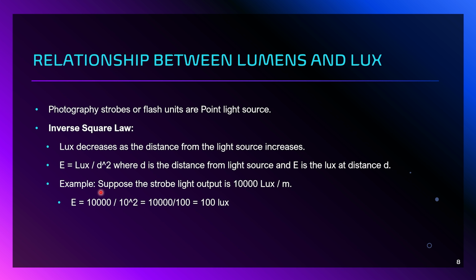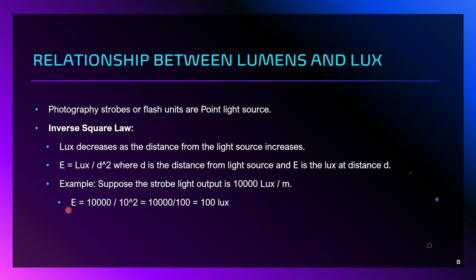Suppose you have a strobe light which produces 10,000 lux per meter, and if you are placing that strobe light and your subject is exactly 1 meter away, you will get 10,000 lux on the subject. But in a real scenario, it is not. We are not using the complete power of that source.